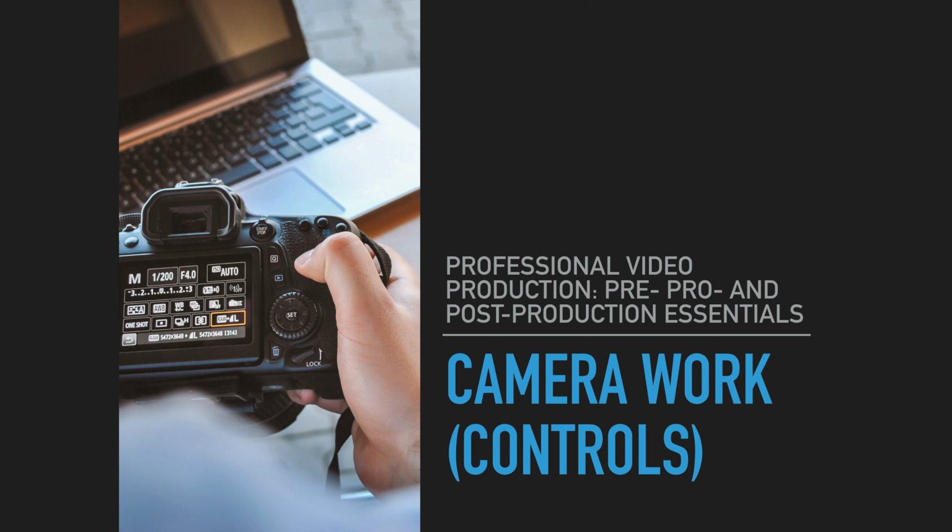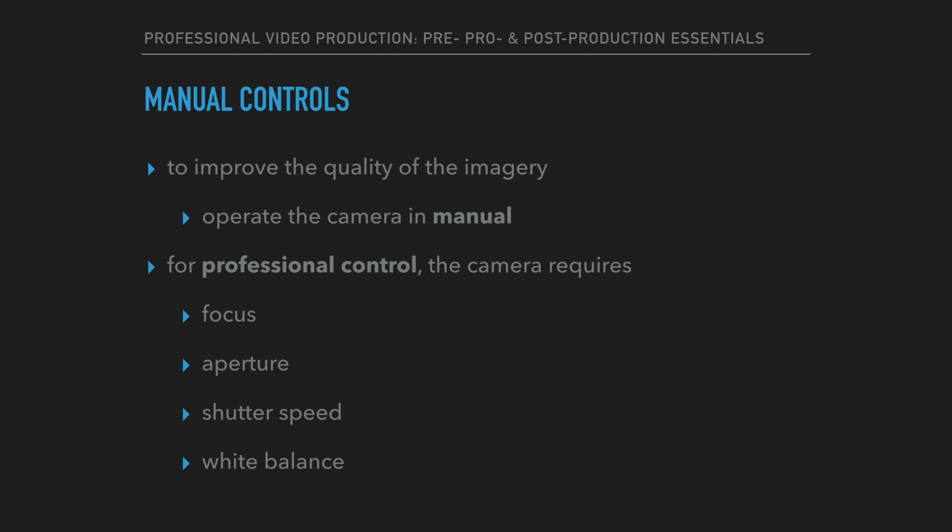Now, let's talk a little bit about manual controls on the camera. Anyone who wishes to improve the quality of the imagery they shoot through a DSLR needs to consider that they must operate the camera in a manual mode rather than an automatic mode. That is actually one of the most important aspects for a professional, the control that shooting in manual mode provides.